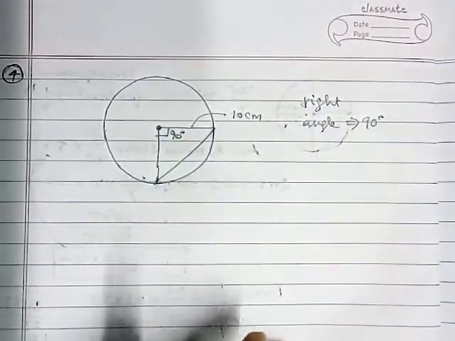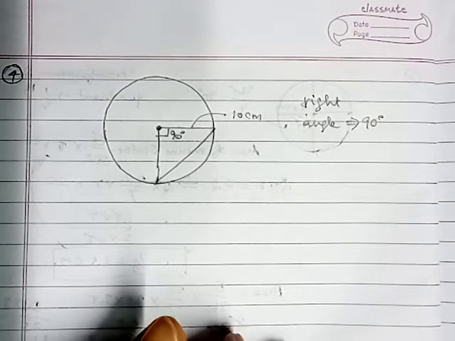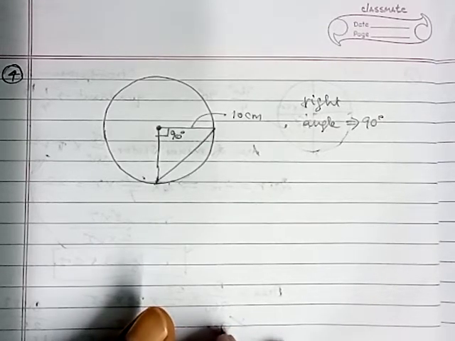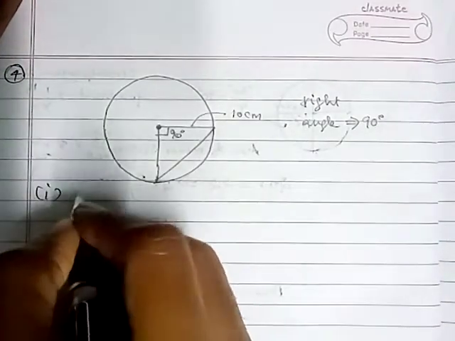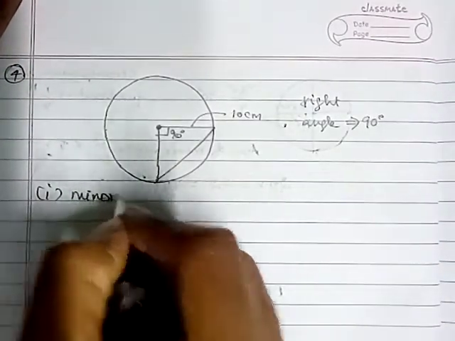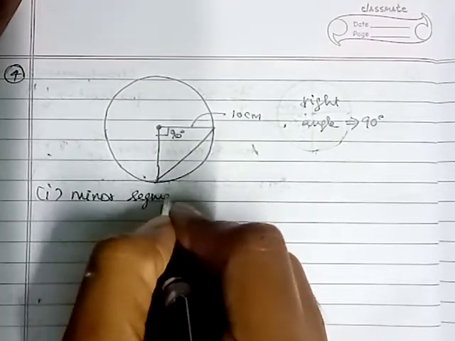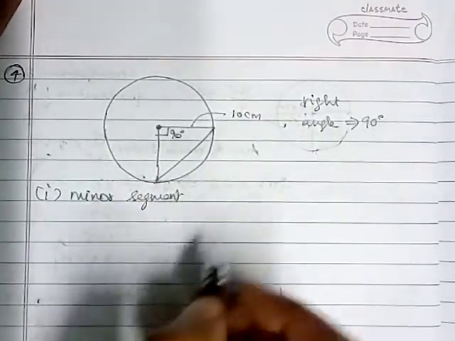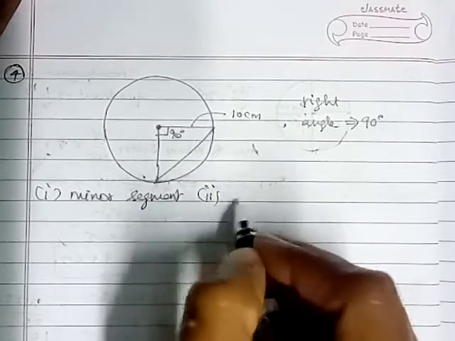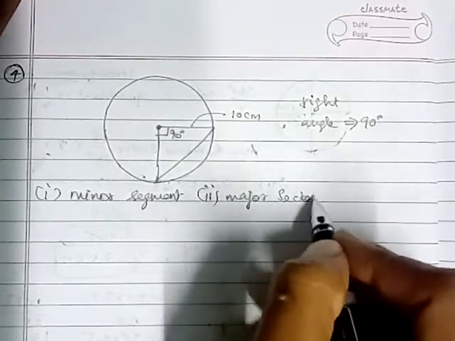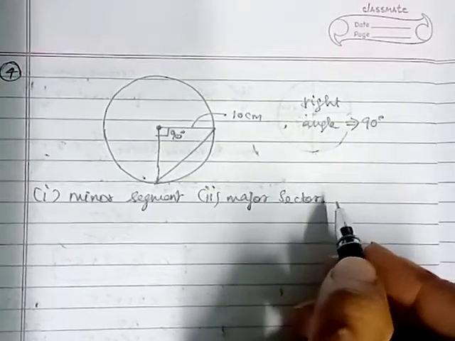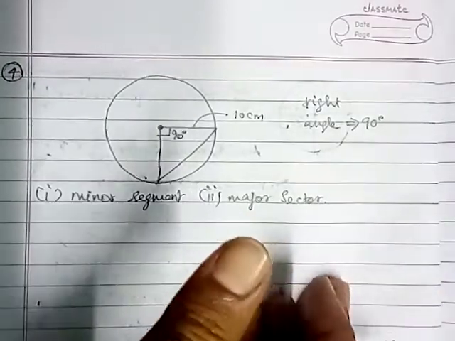So we have to find the area of the corresponding minor segment and major sector. First one is we have to find minor segment, right? Second one is we have to find major sector.